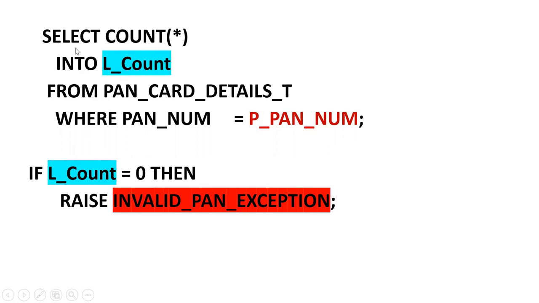So the first step is declaration of the exception. The second step is raising the exception. L count equal to 0 means there is no record, then we can raise invalid PAN exception. First we need to take the input, so take the PAN card number from the user and do the validation.